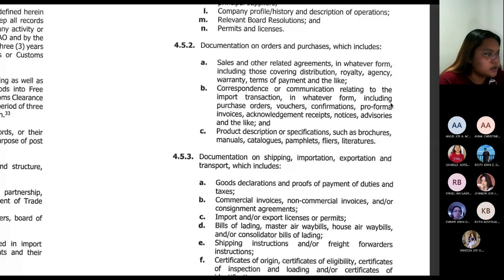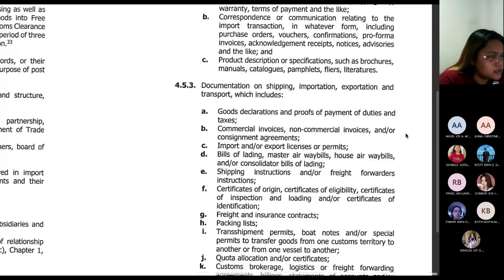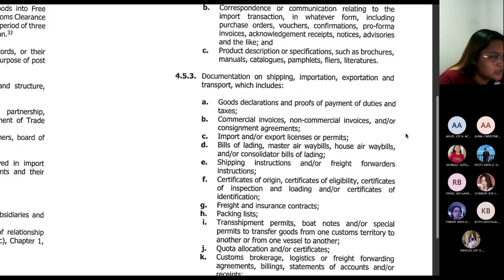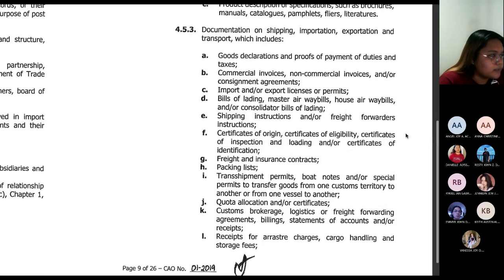4.5.2 Documentation on records, orders and purchases, which includes A. Sales and other relevant related agreement in whatever form, including those covering distribution, royalty, agency, warranty, terms of payment, and the like. B. Correspondence or communication relating to the import transaction in whatever form, including purchase order, vouchers, confirmations, pro forma invoice, acknowledgement receipts, notice, advisories, and the like. And C. Product description or specification such as brochure, manual, catalogs, pamphlets, filters, flyers, and literatures.